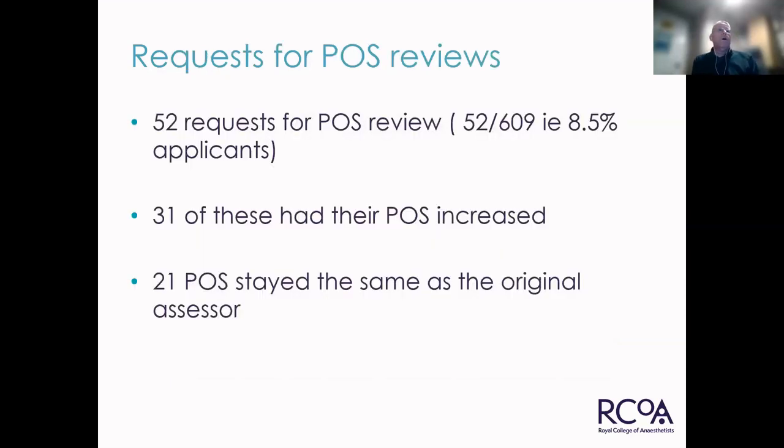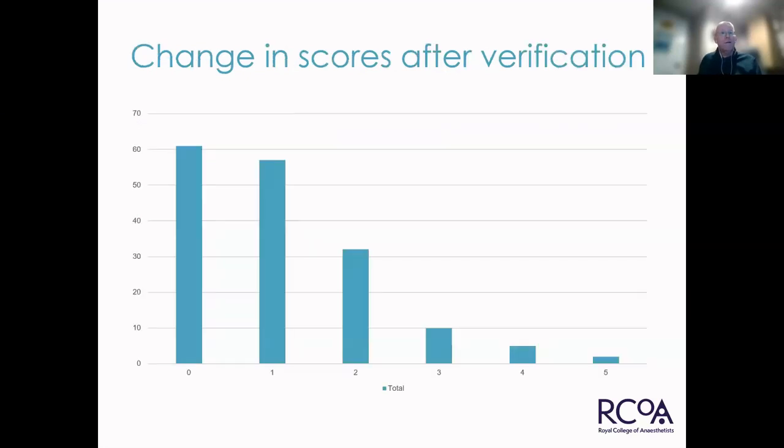And just looking at that a little bit more in detail, so there were 52 requests looking at the portfolio organisation score. So that was 8.5% of applicants asked for a review. And of those, 31 actually had their portfolio organisation score increased, and 21 stayed the same as the original assessor. And you'll see there that was a change in the scores after verification of the scores in total. So you'll see very few changed majorly.